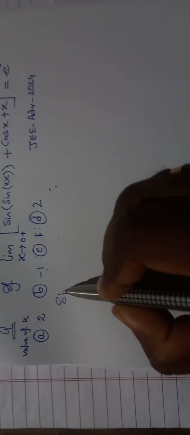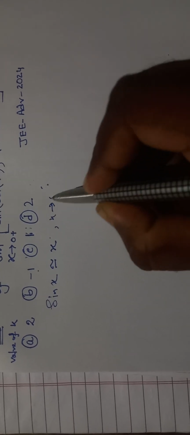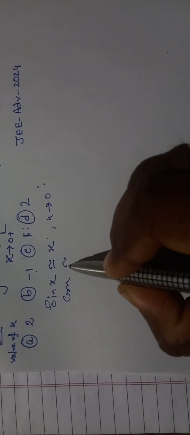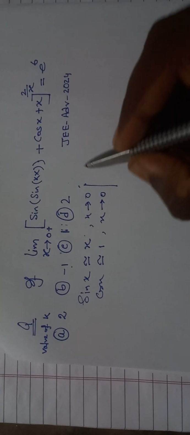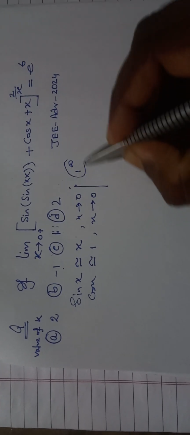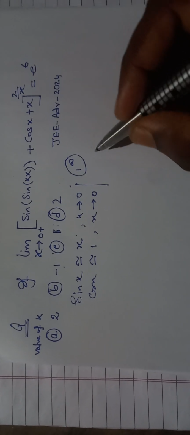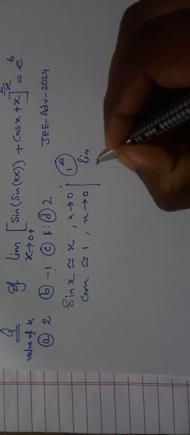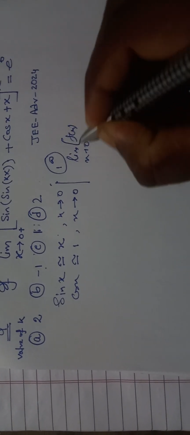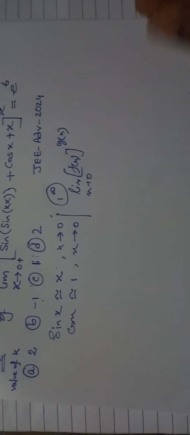Now for solving this question we have to know only two things. The first one is sin x is approximately equal to x if x tends to 0, and cos x is approximately 1 if x tends to 0. Another one is the indeterminate form of 1 to the power infinity. In that case, how do we find the limit as x tends to 0 of f of x to the power g of x? You know that formula.